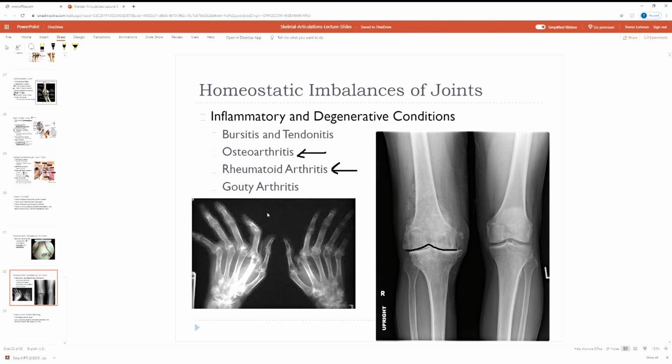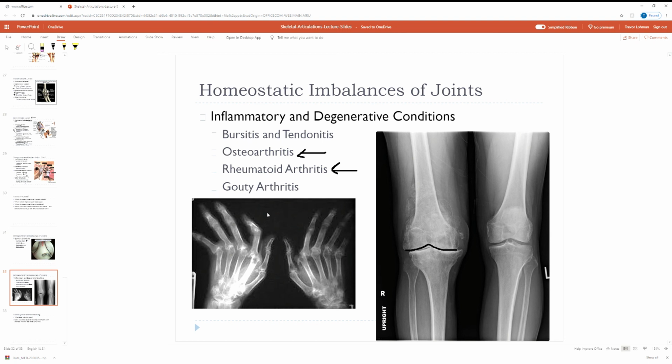Gouty arthritis is our last one here. And although this one's incredibly painful, it's probably one of the better ones to find yourself with because it is so treatable. But basically, for whatever reason, your body is not secreting enough nitrogen waste. You're not secreting enough uric acid in your urine or sweat or whatever, or you're bringing too much in, which is the more common issue. And this is diet related.